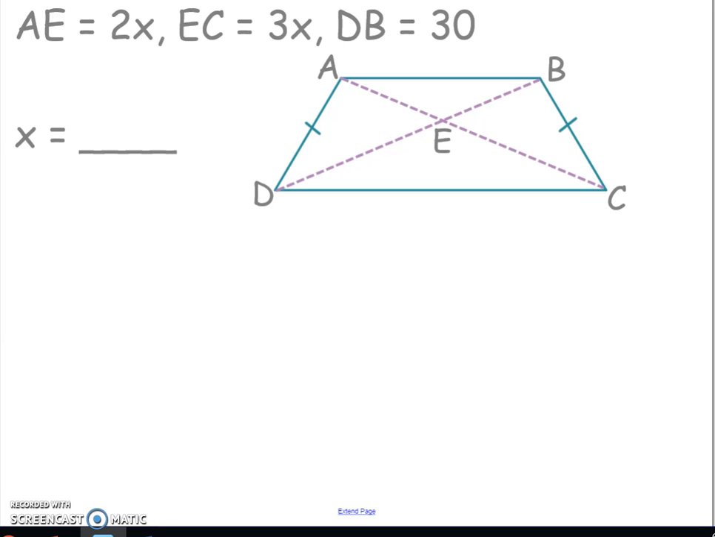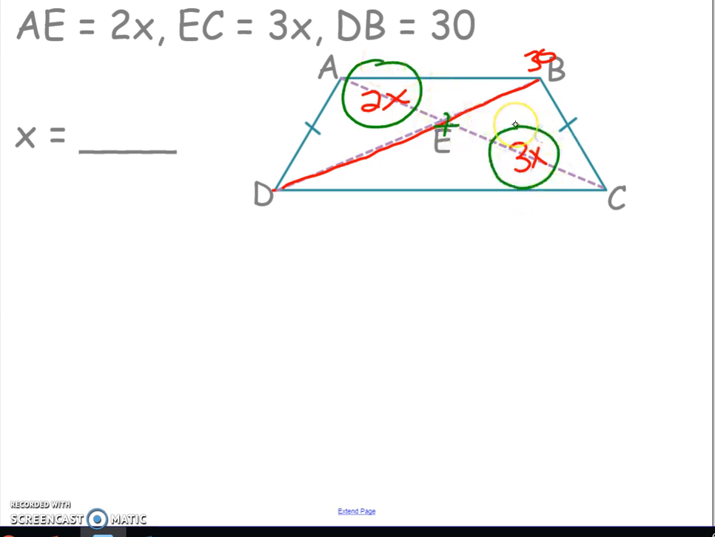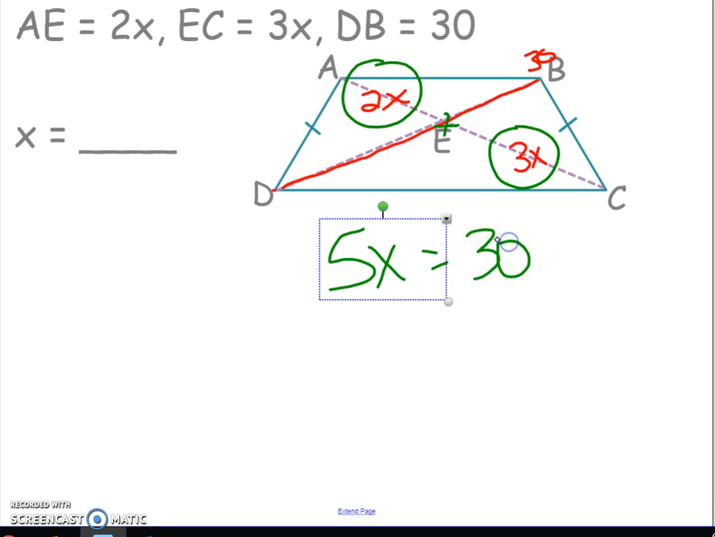All right, this next one, an isosceles trapezoid. Remember, our diagonals are congruent. So we have AE is 2x, EC is 3x, and then DB equals 30. So if they're congruent to each other, then this piece plus this piece has to equal the whole, kind of like that segment addition stuff from a long, long time ago. So 2x plus 3x is 5x, equals 30. Divide both sides, x equals 6 again. Okay, good there.